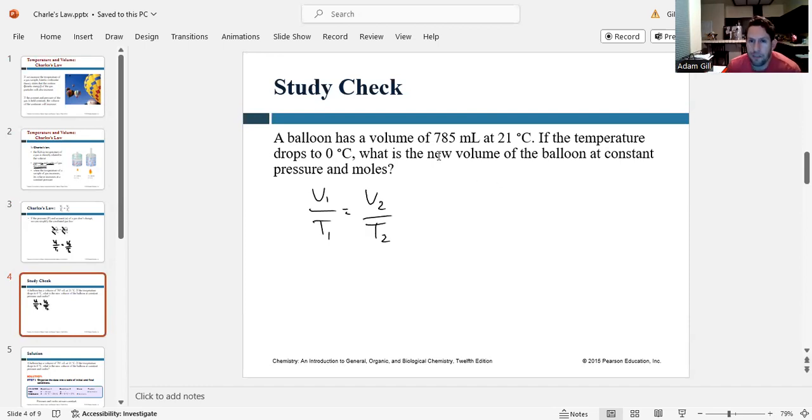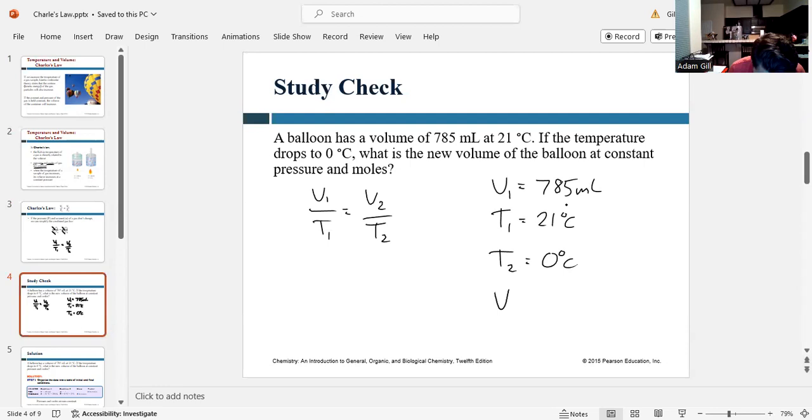Now, they give us some values here, right? They give us an initial volume of 785 milliliters. They give us initial temperature of 21 degrees Celsius. They give us a new temperature of 0 degrees Celsius, and the new volume is what we are looking for.